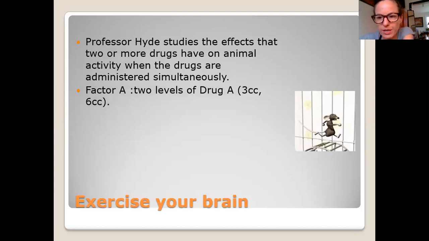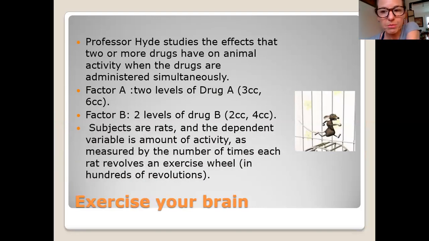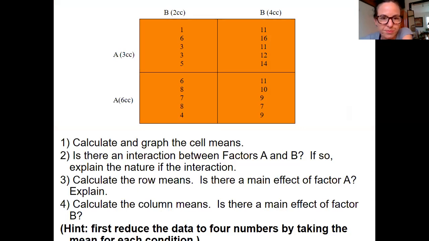And so factor A, or the first drug, has two levels. It's either 3 cc's of the drug or 6 cc's of the drug, either a low dose or a high dose of drug A. And then factor B is the second independent variable, and there's either going to be a low dose and a high dose of that too, and that's 2 cc's or 4 cc's. The subjects are rats. The dependent variable is the amount of activity as measured by the number of times they run in the exercise wheel in hundreds of revolutions. So we're going to look at these data then.